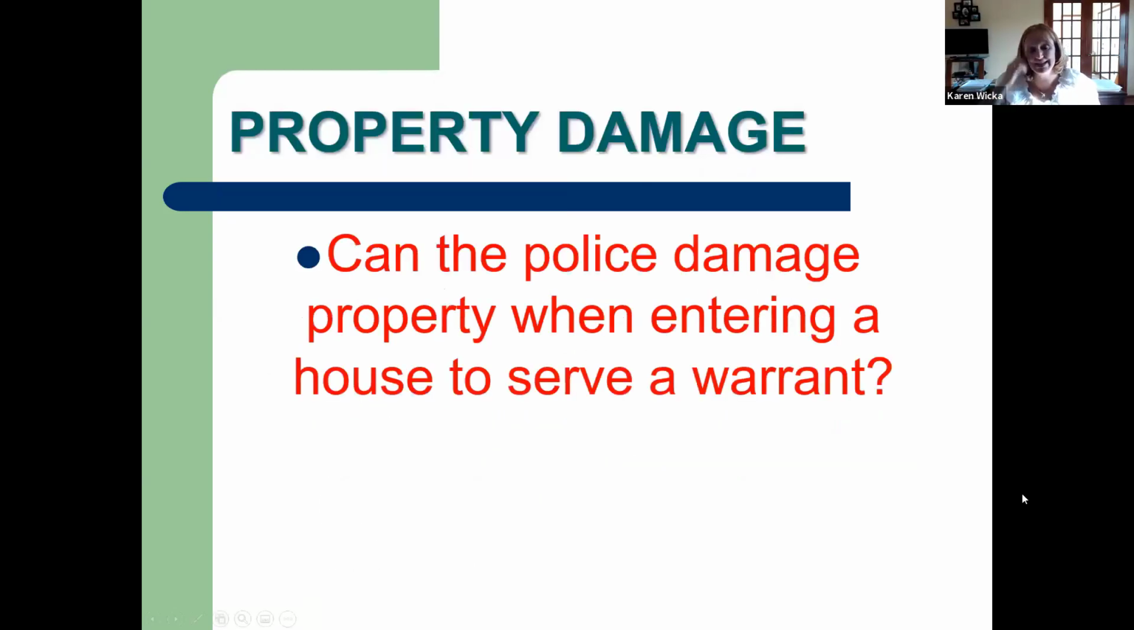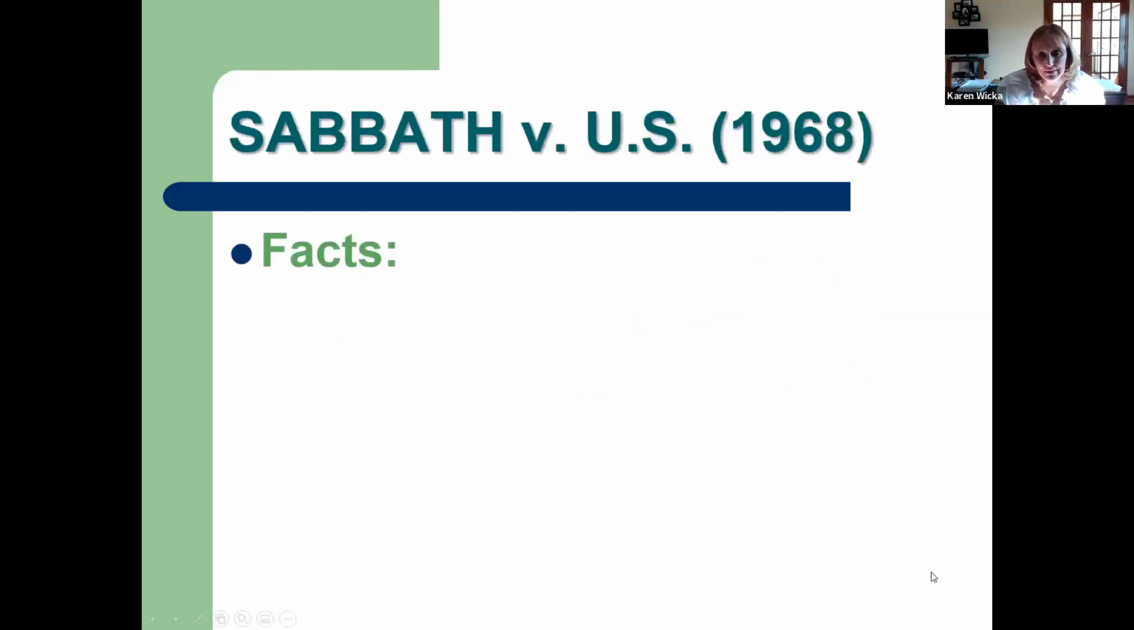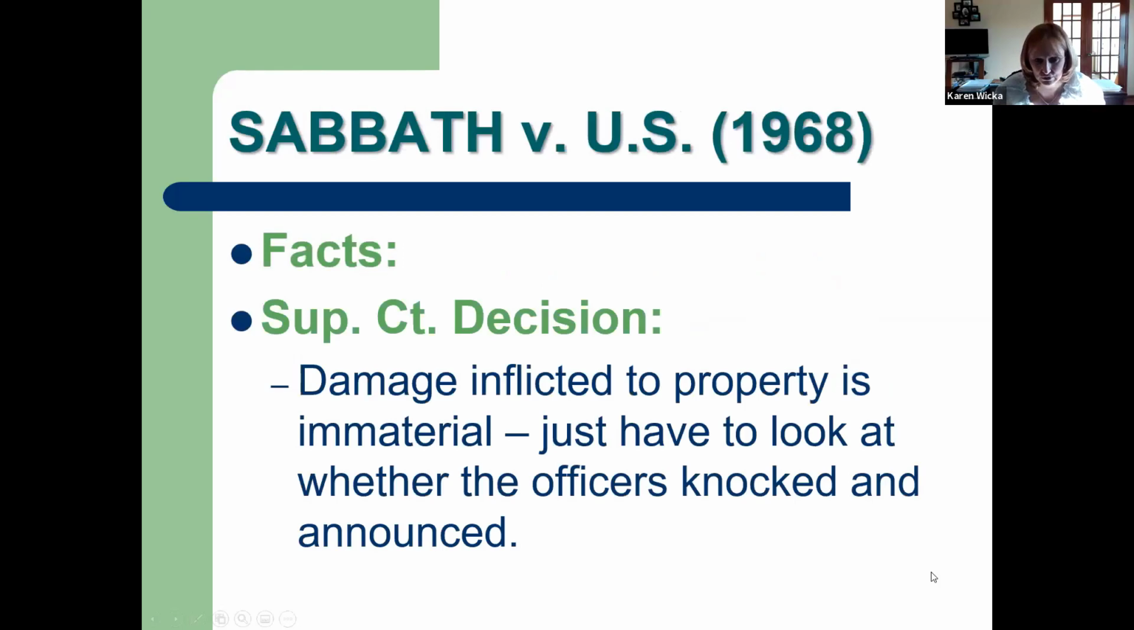So can the police damage property when entering the house to serve a warrant? When they go in the door, they knock and announce or don't knock and announce and bust in the door. What happens if they damage the door, the window, anything like that when they're serving the warrant? Is that a constitutional violation? And the court said, well, it's not really a constitutional issue. It's basically immaterial to the Constitution. We're really just going to look at knock and announce.